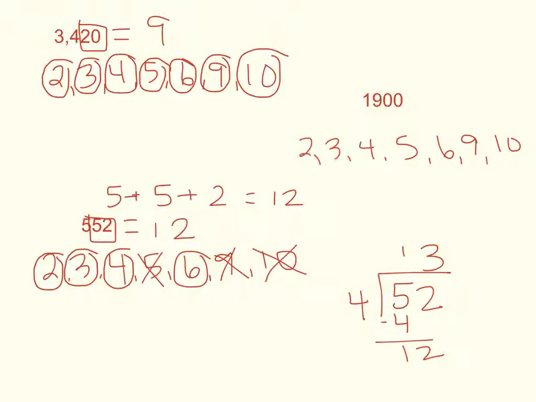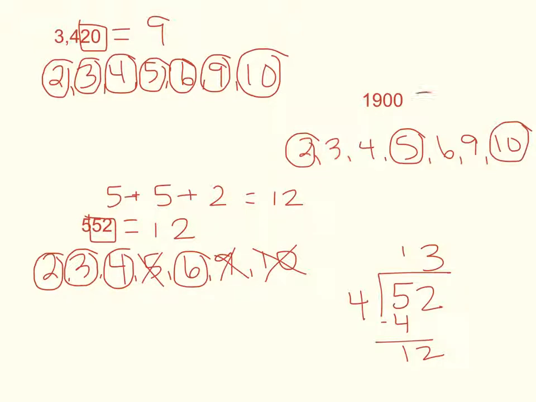My last example is 1900, so I will start there with you now. I'm going to test for divisibility by 2. I know it ends in an even number because it ends in a 0, so 2 works. The divisibility rule for 5 is if it ends in a 5 or a 0, it does, and the divisibility rule for 10 is if it ends in a 0, which it does as well.